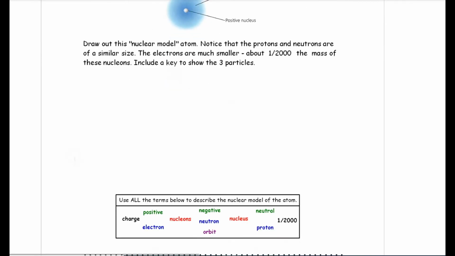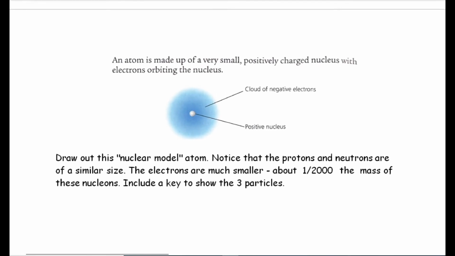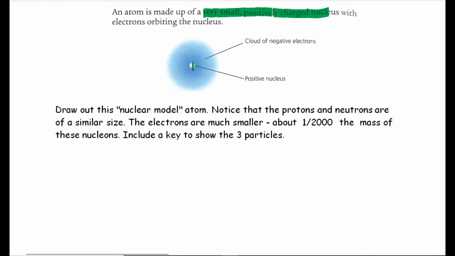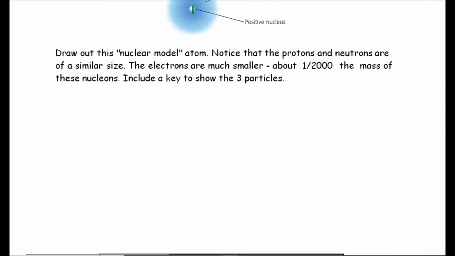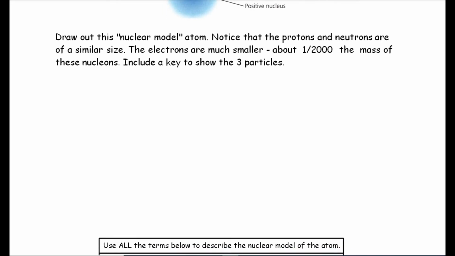Turn on then to page 6. Looks like this. Just a reminder there, an atom is made up of a very small, positively charged nucleus. That's in the middle here, with electrons orbiting around the nucleus. Draw out this nuclear model atom. Notice that the protons and neutrons are of a similar size. The electrons are much smaller, about 2,000th the mass of these nucleons. Include a key to show the 3 particles.